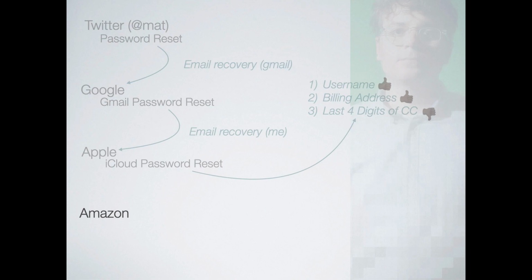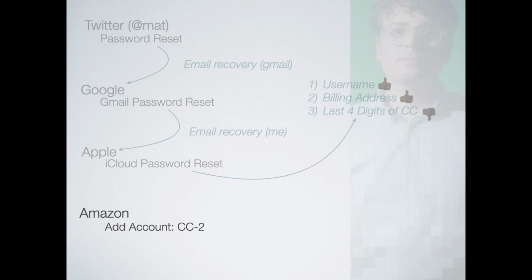So they called up Amazon, and Amazon basically said the same thing. You want to reset your password? No problem. Just tell us your username. Tell us your billing address. The adversary knew that information, he or she. And what's the last 4 digits of the credit card that we have on file for you? And the adversary doesn't know that, so they're stuck.